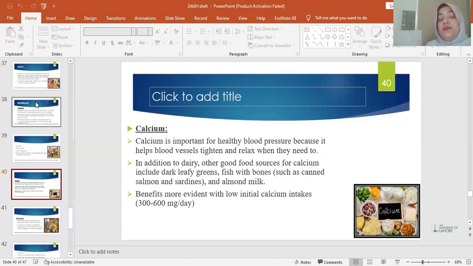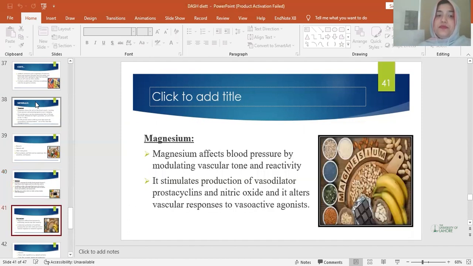Number two, an important major mineral for lowering blood pressure, is calcium. Calcium is important for healthy blood pressure because it helps blood vessels tighten and relax when they need to. In addition to dairy, other good food sources for calcium include dark green leafy greens, fish with bones such as canned salmon and sardines, and almond milk. Benefits are more evident with low initial calcium intakes, that is 300 to 600 mg per day.